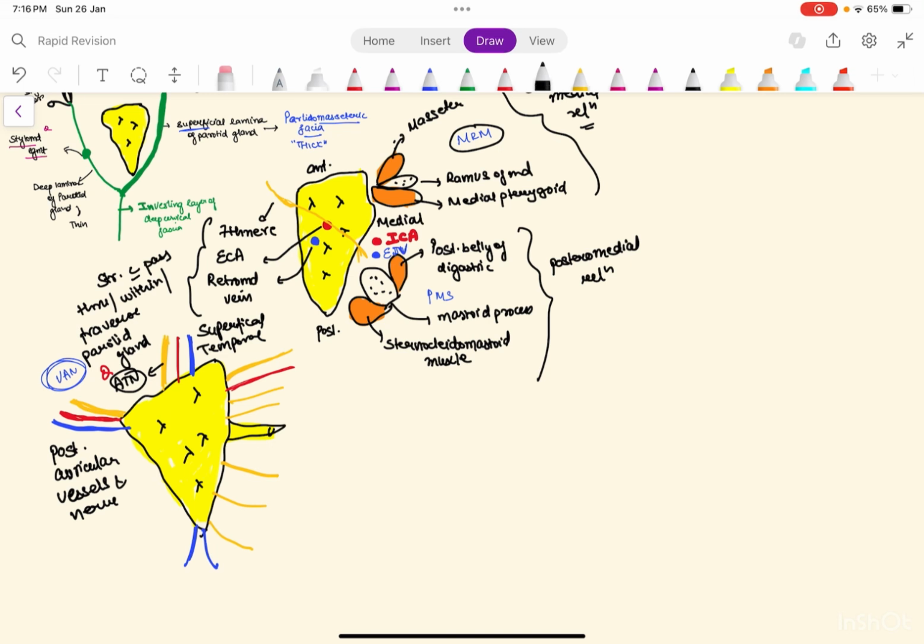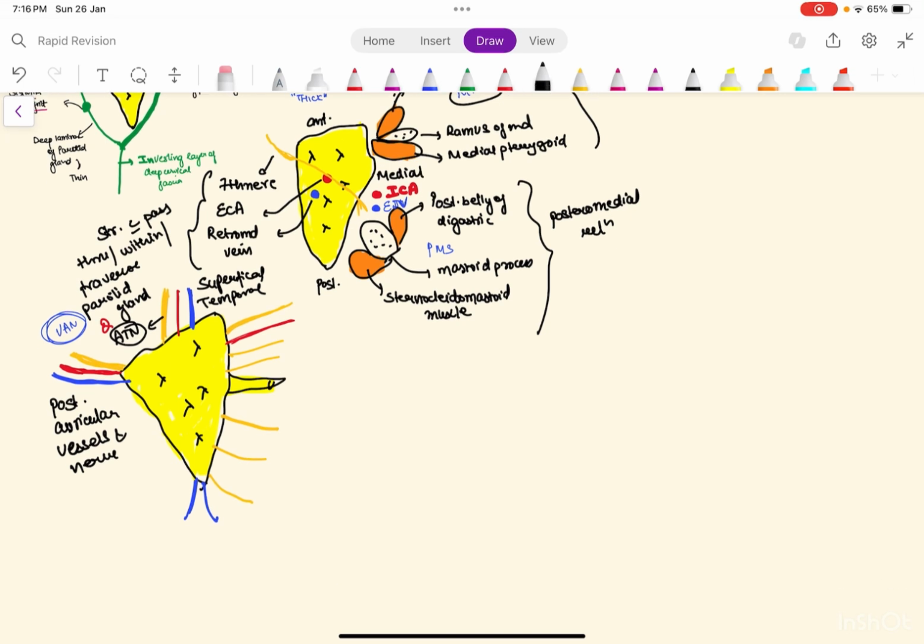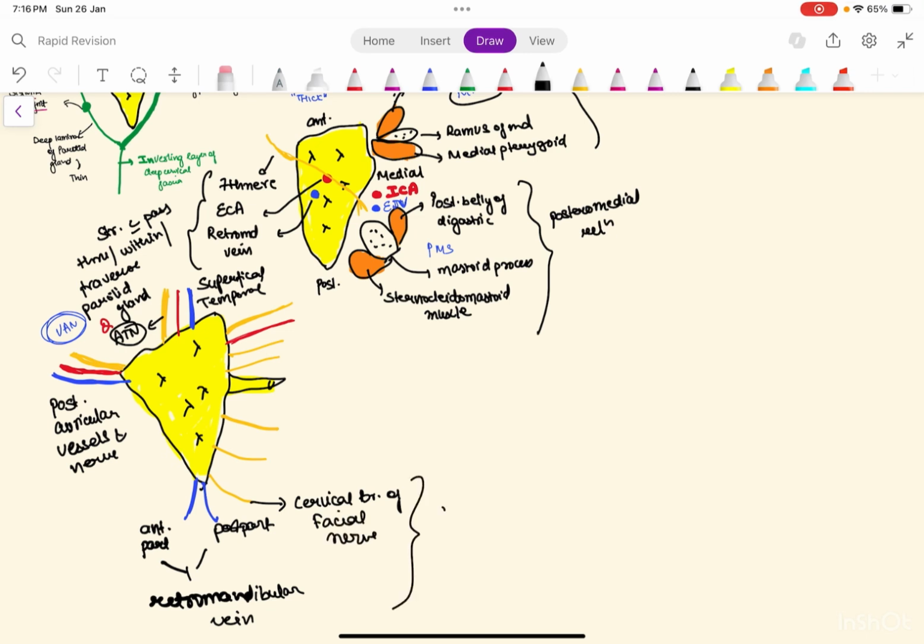Then talking about these ones, let's start from the down. So this is the anterior part, this is the posterior part of retromandibular vein, and this is the cervical branch of facial nerve. Now this is the question, structures exiting the parotid gland at apex. Okay, this is the question you should know.